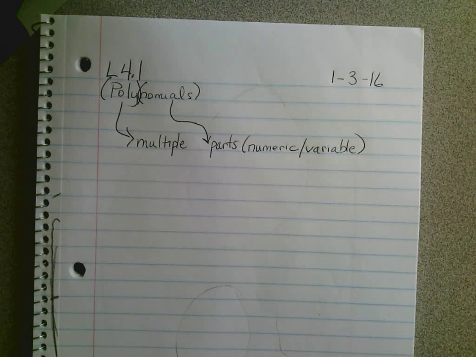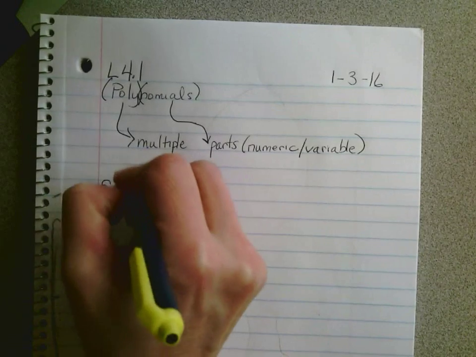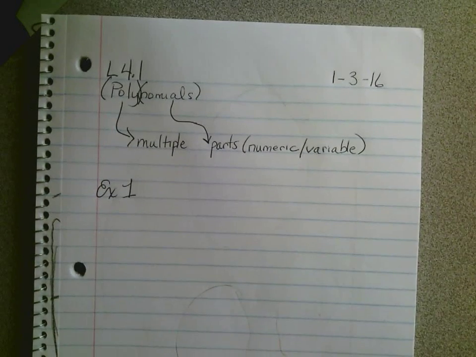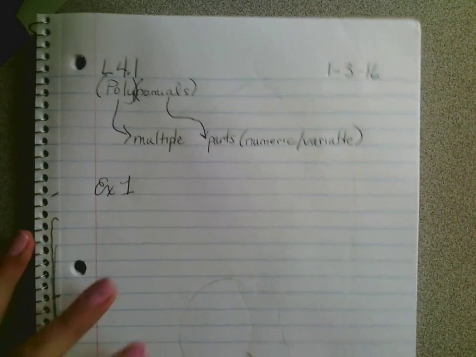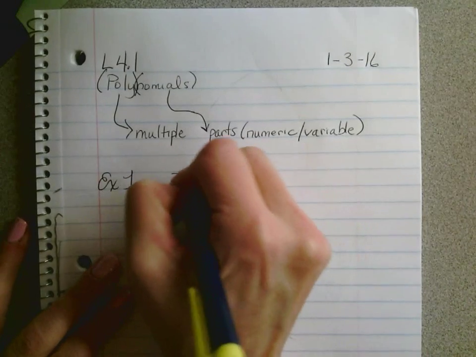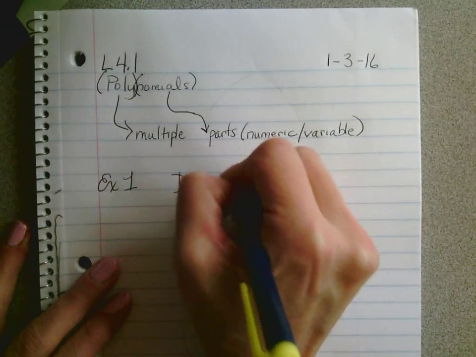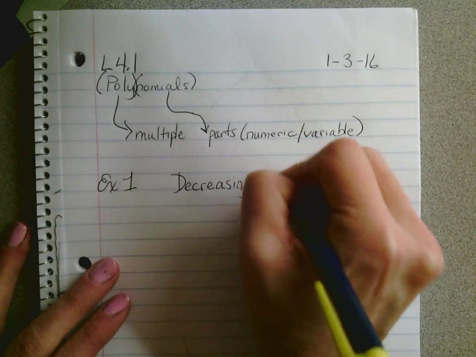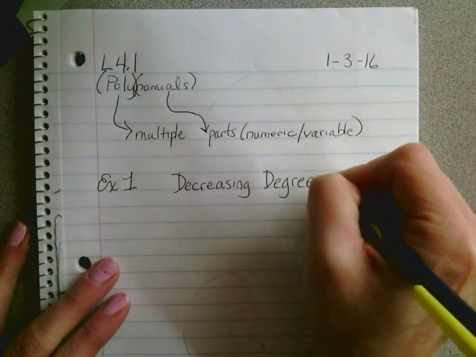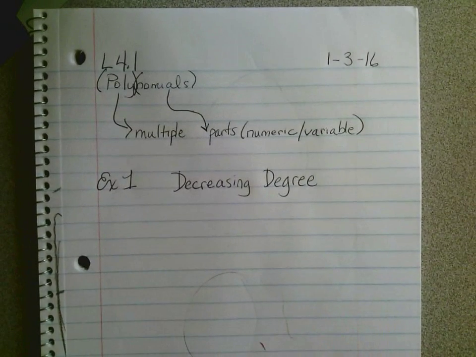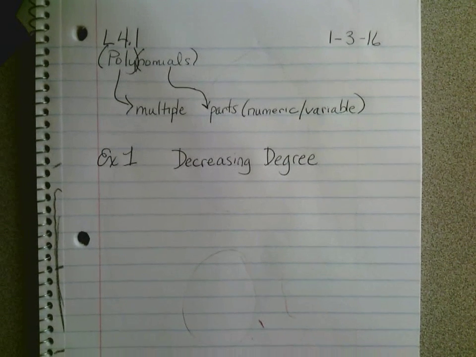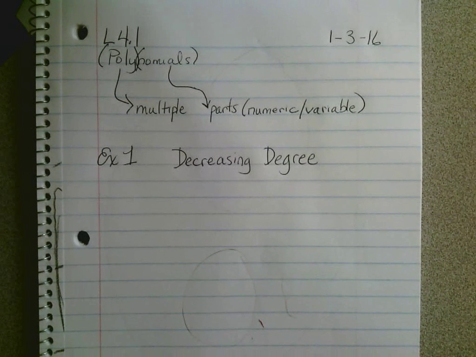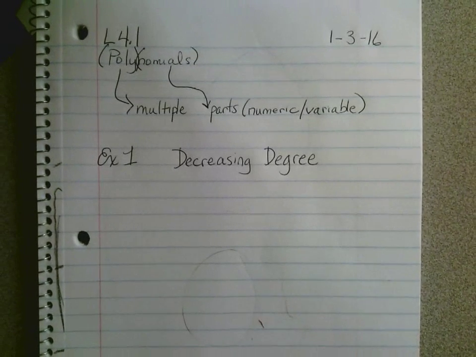So example 1 first has us utilizing what is called decreasing degree. Okay? And this is extremely helpful. Things are written in decreasing degree by standard. In other words, this is the norm. Whenever you solve an equation and you go to check it in the back of the book, like let's say you check your odds, you will find that they are always going to be answered in decreasing degree.